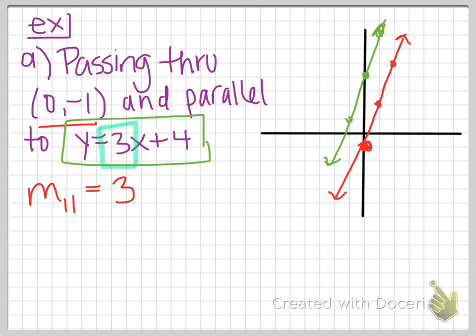Now you get a nice visual. You can clearly see that these 2 lines are parallel, meaning they're never going to intersect. So that is a great way to check your work to know if you're doing these problems correctly.